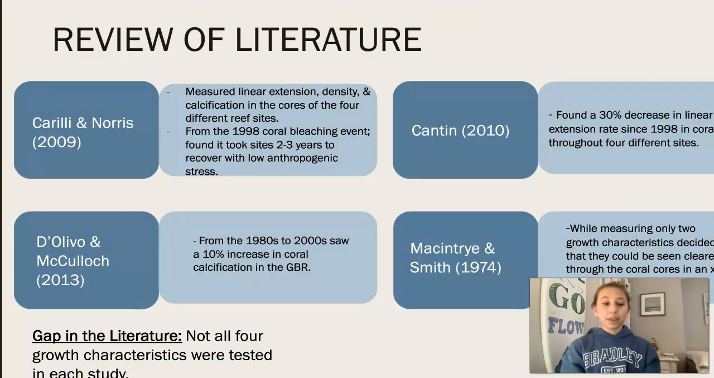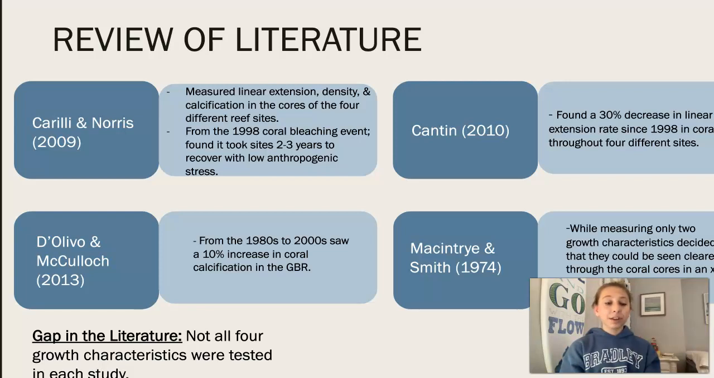Review of literature. Carilli and Norris, 2009, measured linear extension, density, and calcification in the cores of the four different reef sites. From the 1998 coral bleaching event, they found it took sites two to three years to recover with low anthropogenic stress. Cantin in 2010 found a 30% decrease in linear extension rate since 1998 in corals throughout four different sites.